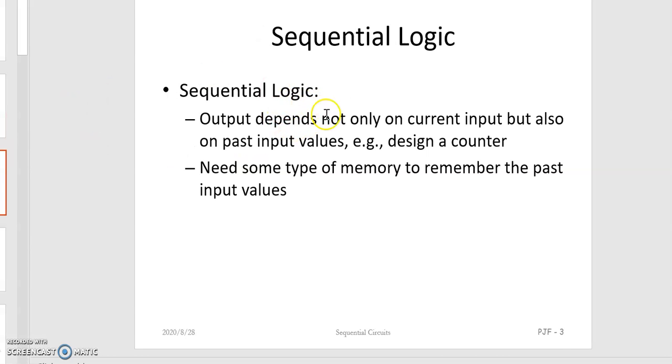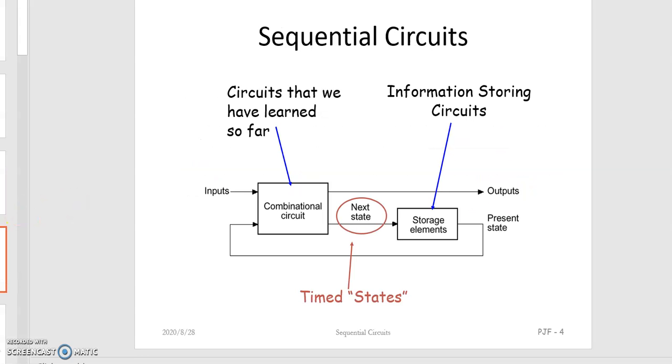But in the sequential logic circuits, the output depends not only on the current input but also on the past input values. For example, if we consider a counter, suppose initially the counter value is 000, so next time its value will be 001. Suppose the initial value is 100, so the next value will be 101. So always the output depends upon the previous value, so it needs some type of memory elements to remember the past input values.